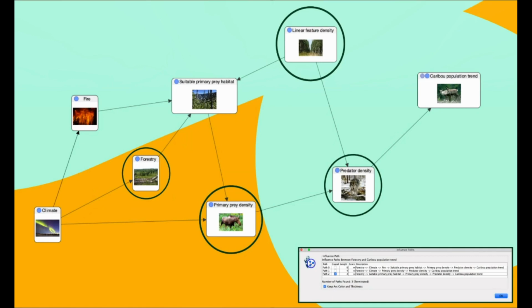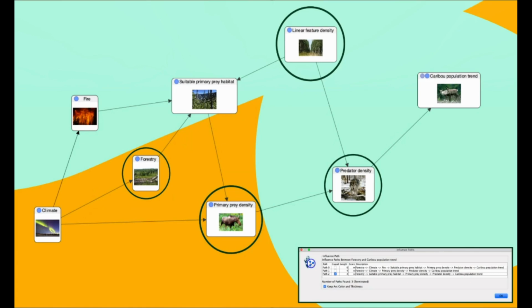So you can see how we intervene in these different places. And of course, if you want to know how, say, changing your forest management is going to ultimately affect your caribou population trend, it is super important to do the causal identification and adjustment on this DAG to understand what that independent effect is going to be. And BayesiaLab has some tools to help us with identifying those paths.